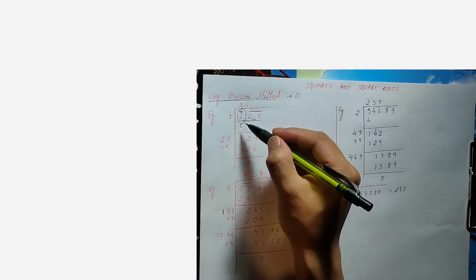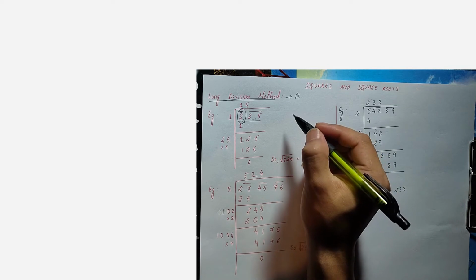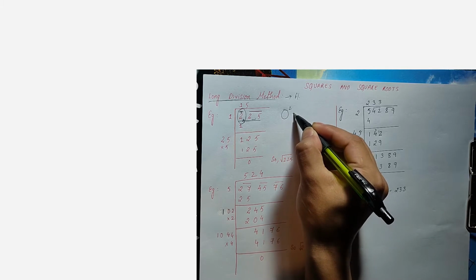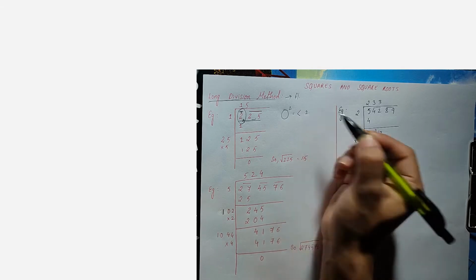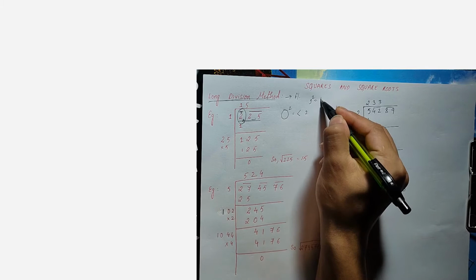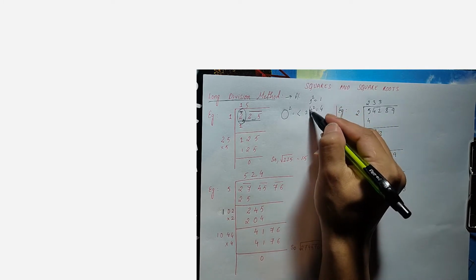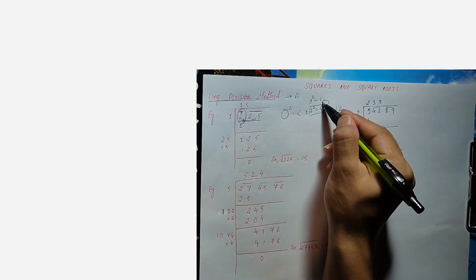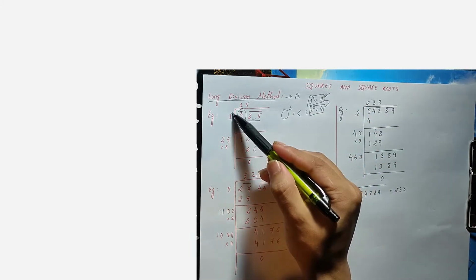Please focus. This is 2. So we need to find one number whose square is either equal to or less than 2. Let's do the hit and trial. 1 squared is 1, 2 squared is 4. So we already see that if we take 2 squared it is exceeding 2. So we'll take the previous one, that is 1 squared. Now we'll write 1 here.